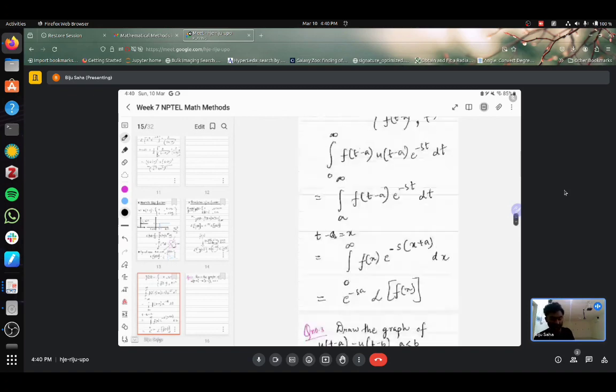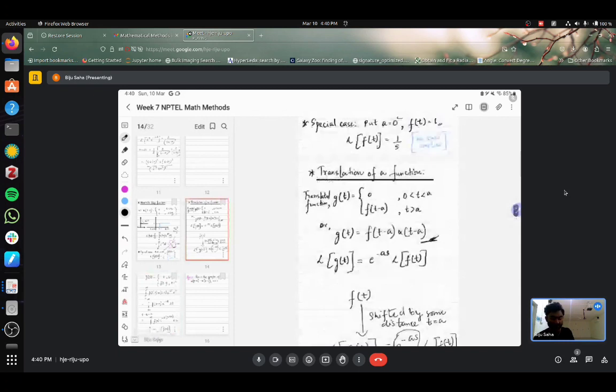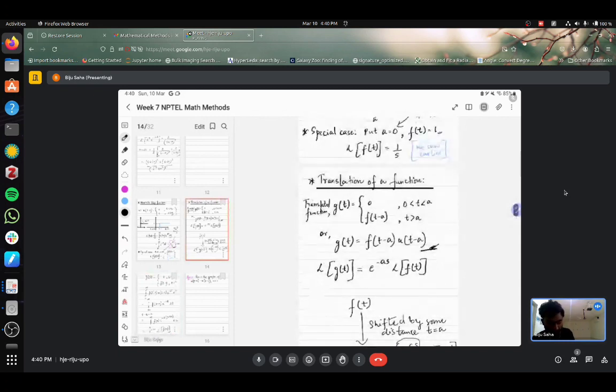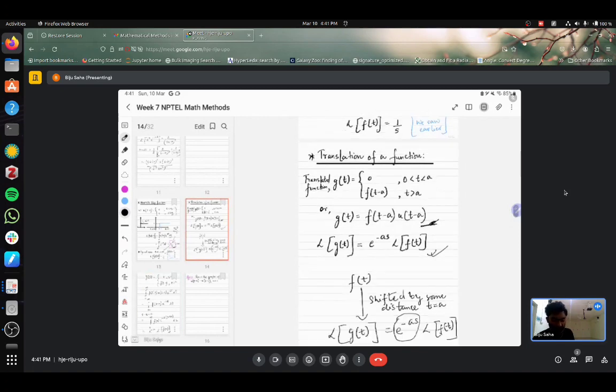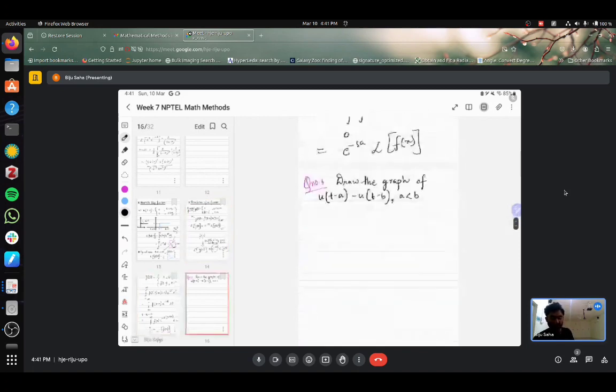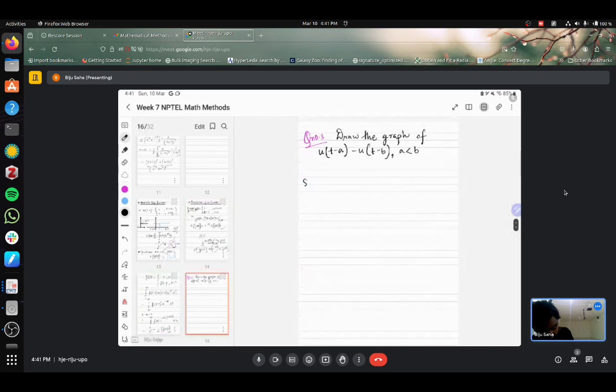So this is how we could prove this. This particular property will also be helpful in arriving at many results, so let us keep that in mind. So let's move to this next question.